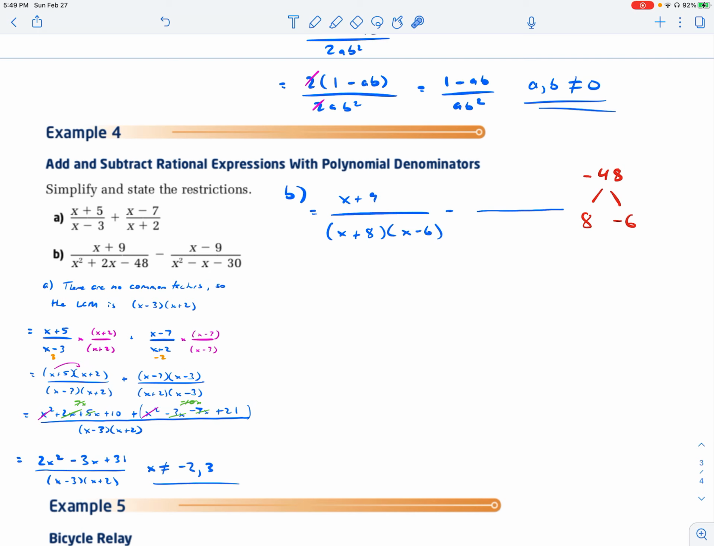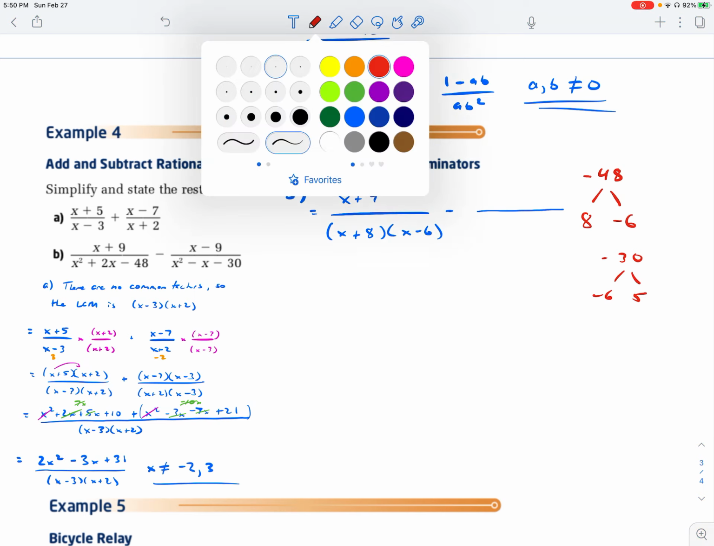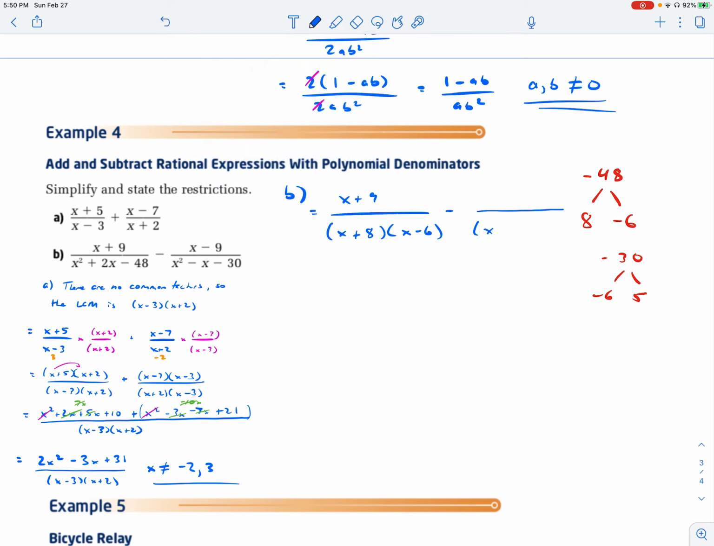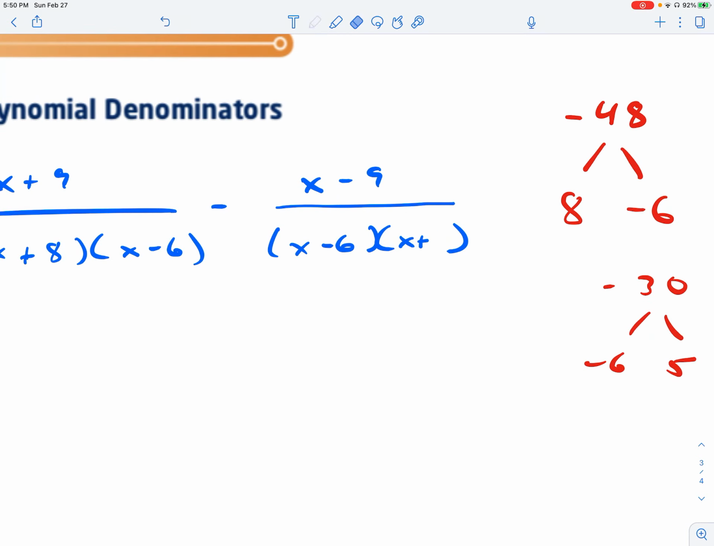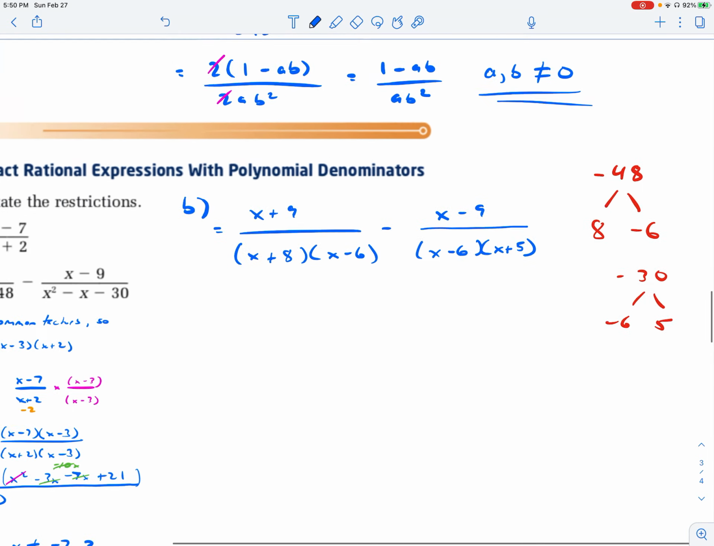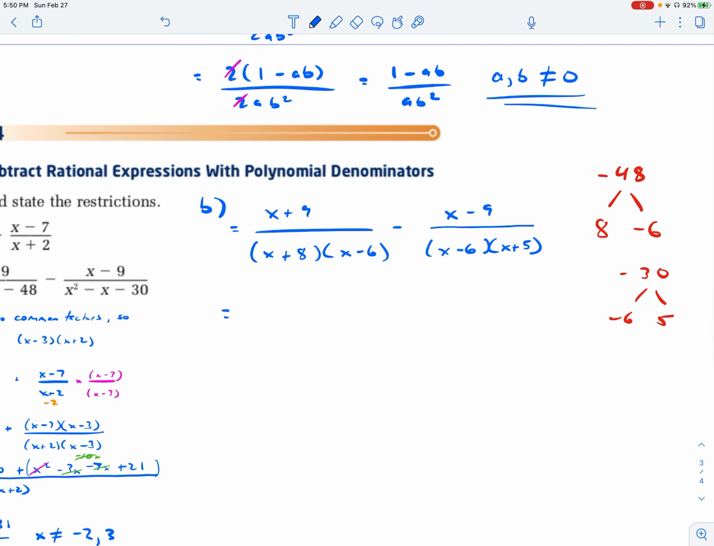So multiplies to negative 30 and adds to negative 1. You guys probably already guessed it, negative 6 and 5. That's the product of negative 30 and adds to negative 1. X minus 6, x plus 5. Okay, and in the numerator we have x minus 9. Okay, I'm just going to move that over a little bit. Okay, it's a 5 there, x plus 5. Okay, so now we need a lowest common multiple.